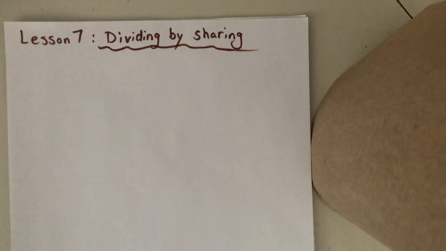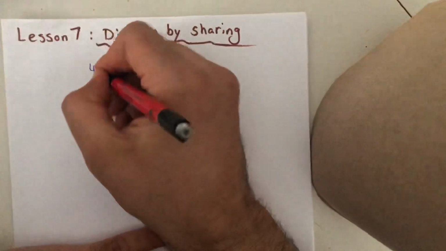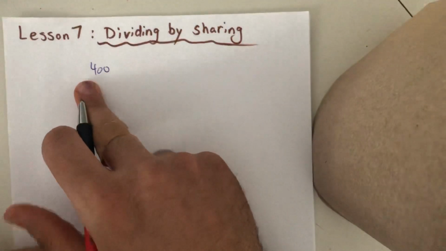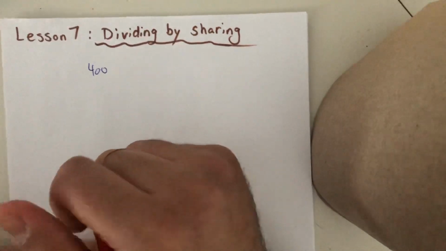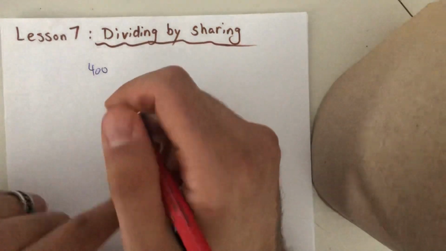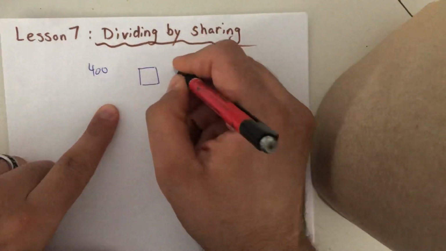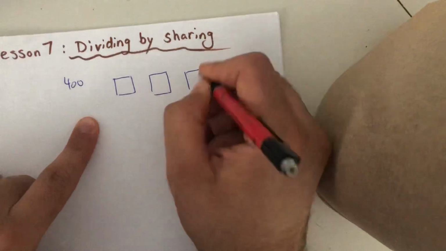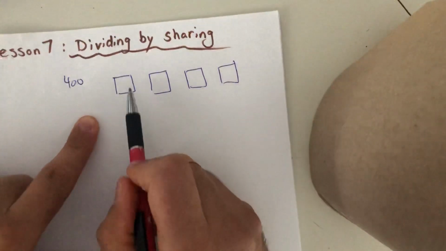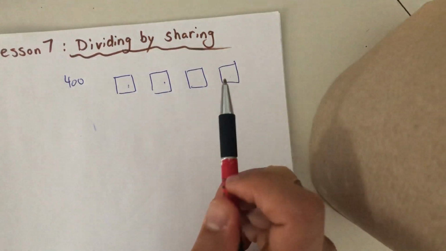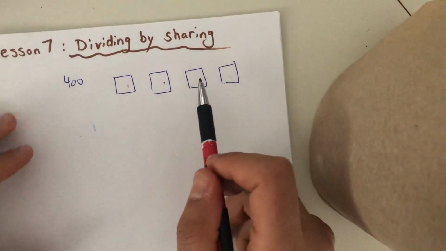Today's lesson is dividing by sharing. So if I gave you base 10 blocks and said, how can you use base 10 blocks to represent the number 400? Some of you will say I can use 4 100 blocks. So we'll use 4 flats. Each flat is worth 100. 100, 200, 300, 400. So you could use 4 flats.